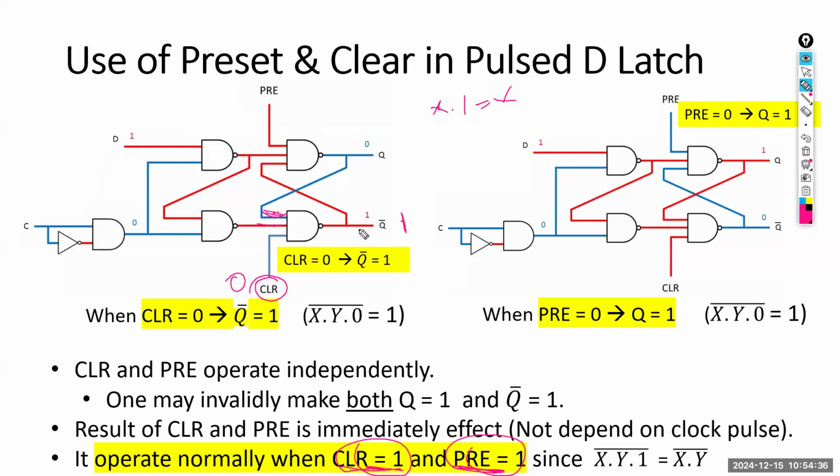So 0 bar is 1. So immediately, if you want to make Q bar 1 or clear, clear means Q bar 1, reset. Reset means Q bar 1. You just make CLR, the clear signal, 0.